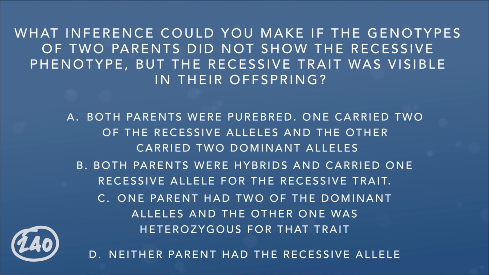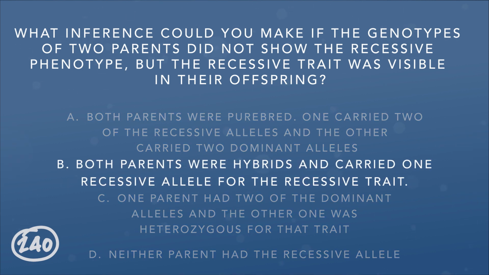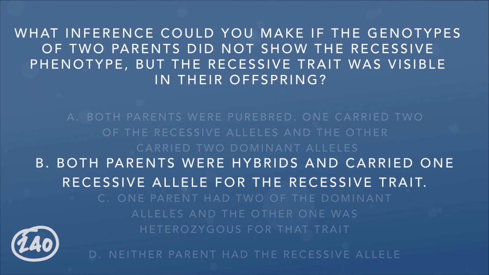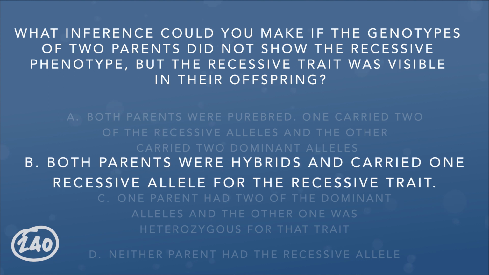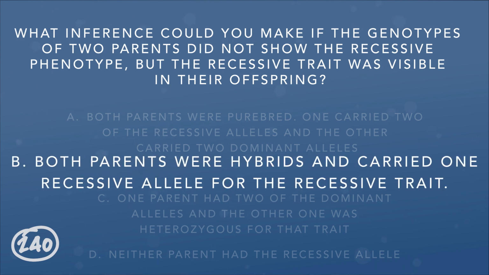The correct answer is B. A dominant recessive hybrid and a dominant recessive hybrid would not show the recessive trait, but 25% of their offspring could have a genotype of the recessive trait, lowercase t t, and the recessive trait would be visible. See what I mean? Not all questions are as simple as question 1.